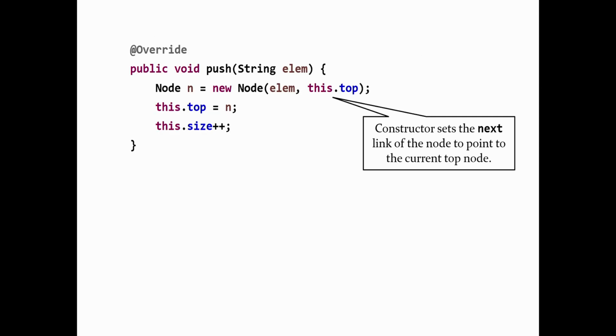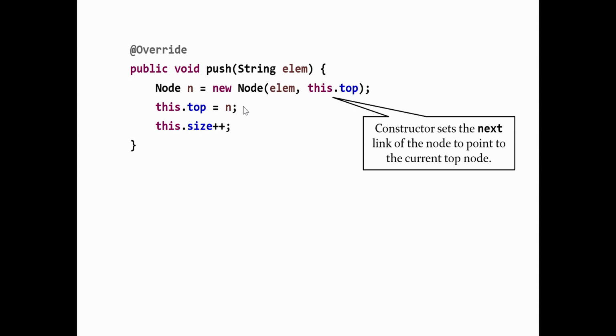So how do you implement this? Well, it looks like that. Make a new node. So here's my new node n. I want to store that value in the node, so I just pass it to the constructor. Now, the constructor for node lets you set the link in the node. I want to make this new node link to the old top node, so you just pass in this.top. And now your new node is connected to the current top node.